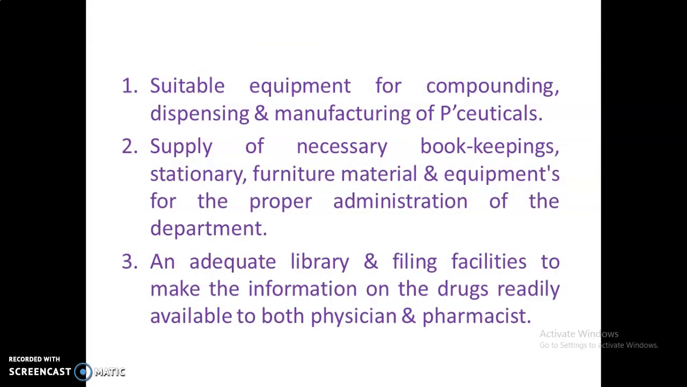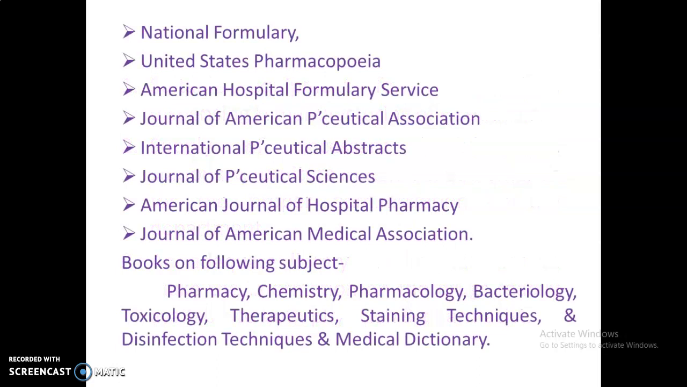There should be a separate area for drug information service and space assigned on various nursing units for unit dose drug administration. Suitable equipment is needed for compounding, dispensing, and manufacturing of pharmaceuticals, along with supply of necessary bookkeeping, stationery, furniture, material, and equipment for the proper administration of the department, and adequate library and filing facilities to make the information on drugs readily available to both physician and pharmacist, like National Formulary, United States Pharmacopoeia, etc. Books like chemistry, pharmacology, bacteriology, toxicology, therapeutic staining technique and disinfection technique, and medical dictionary books.